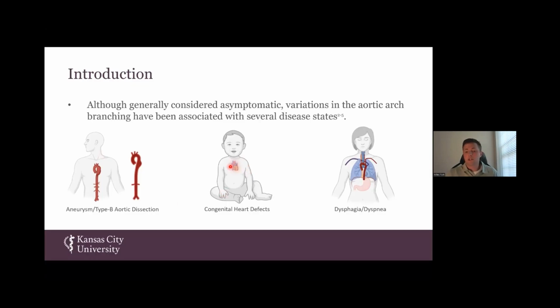Variations have also been associated with congenital heart defects, and specifically for our aberrant right subclavian artery, you can see dysphagia and dyspnea, which are trouble swallowing and trouble breathing, which makes sense if you think about the course this is taking. If it's traveling between or behind the esophagus and the trachea, if for any reason that vessel compresses those structures, you're going to have these clinical symptoms.